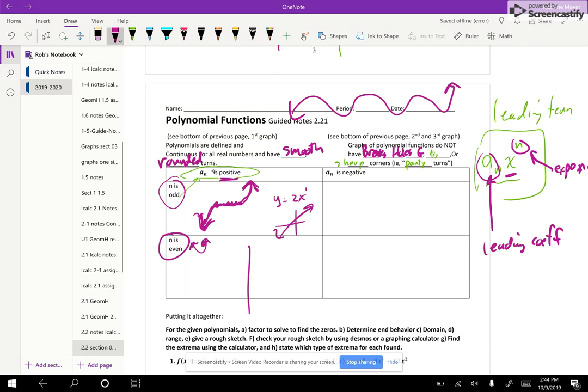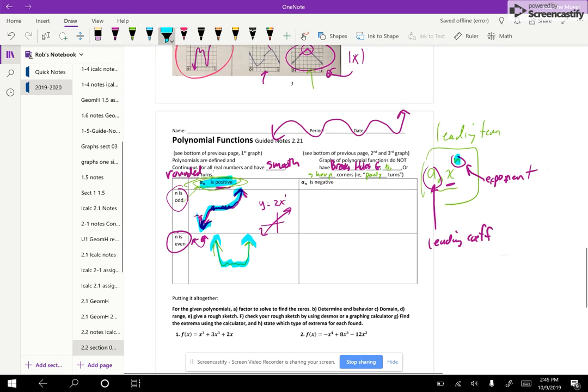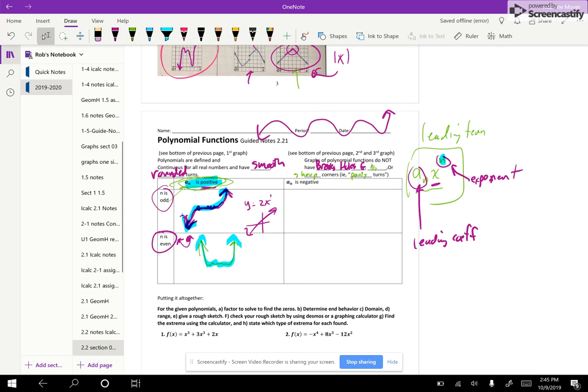So the end behavior for a parabola or anything with an even power is up on the left and up on the right, as long as this is positive, right? So you have two choices. It's either going to go down on the left and up on the right, or up on the left and up on the right, depending on whether the exponent is odd or even, I should say.